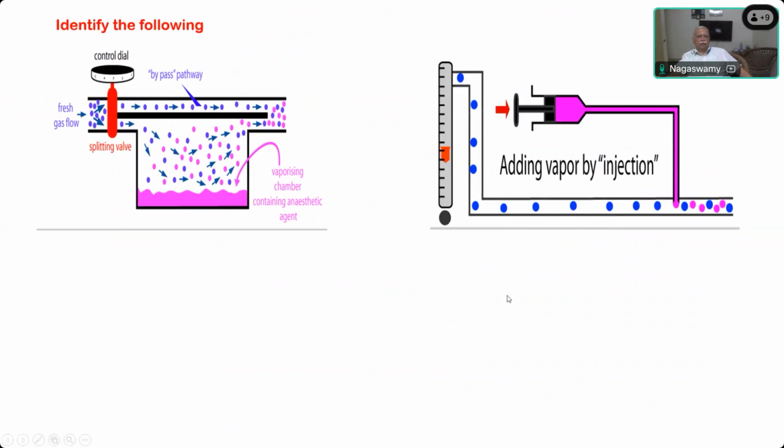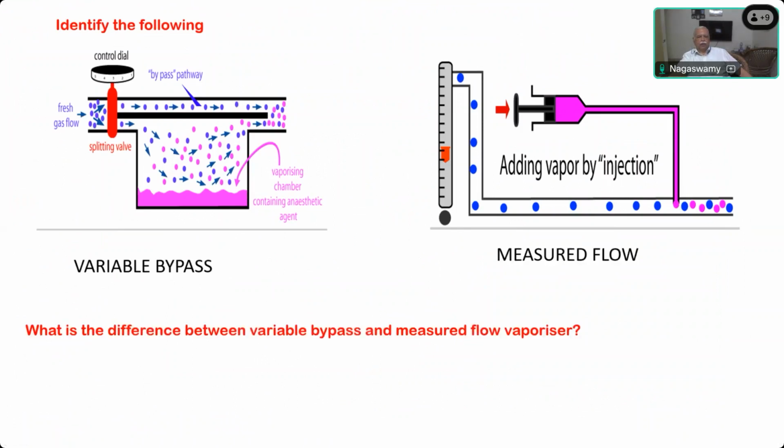Okay, this is a common picture that is seen. Now here, what is this vaporizer? Desflurane. This is the Tec 6 desflurane vaporizer. You can see the fresh gas flow going entirely without going into the vaporizing chamber, and the vapor is added by injection into this line. So this picture will clearly tell you what is the mechanism between the two. So this is variable bypass, this is measured flow. Now what is the difference between these two is what we have seen.